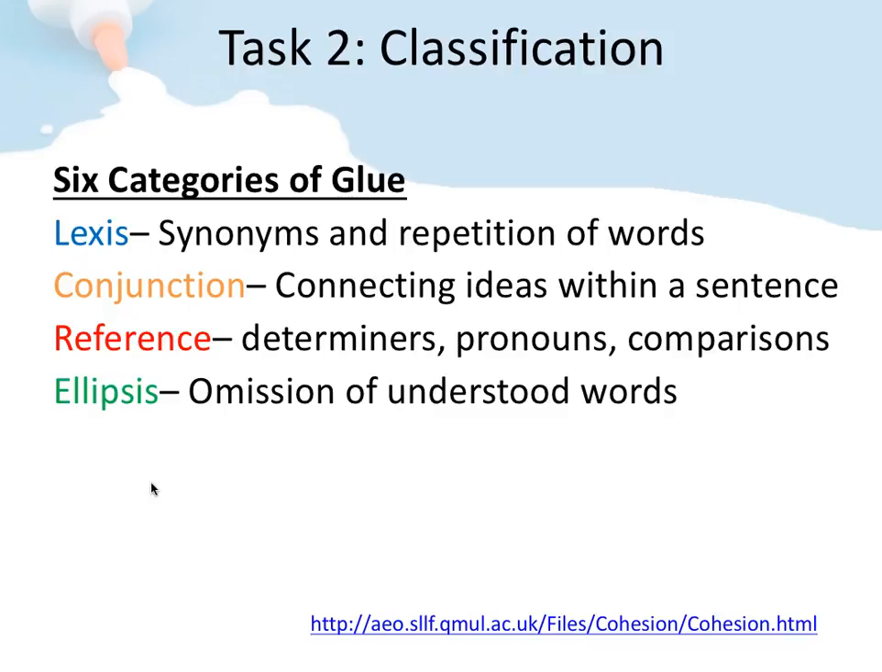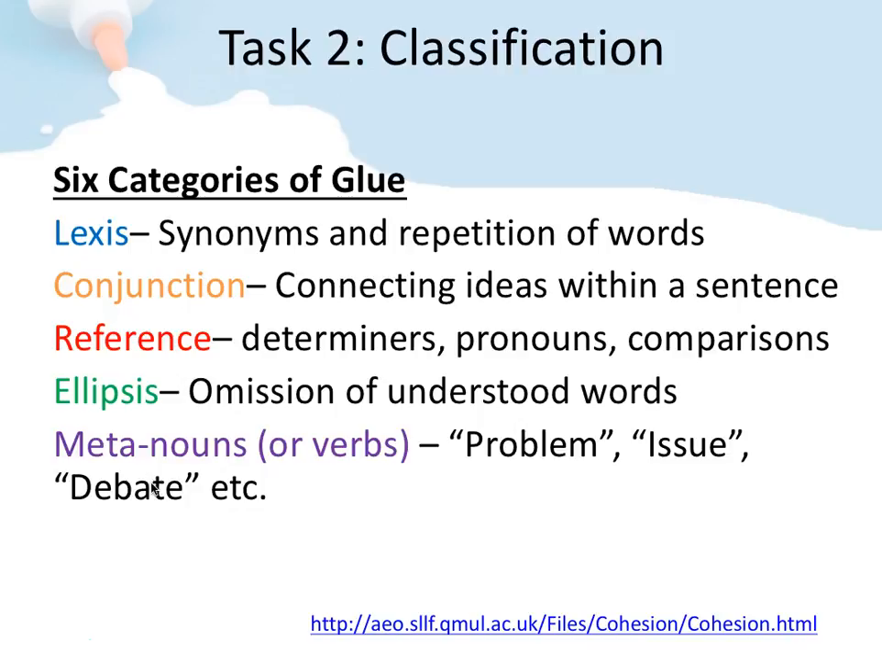Ellipsis is an omission of understood words. We won't talk about this one too much. But metanouns is one of the more important ones. Metanouns are metaverbs. When you talk about a problem, when you talk about an issue, when you say "this section presents an analysis of," by talking about presenting an analysis, you're talking about yourself as an author and what you are doing. How are you discussing and understanding a concept?